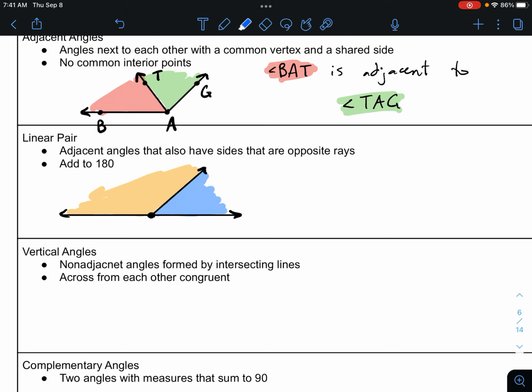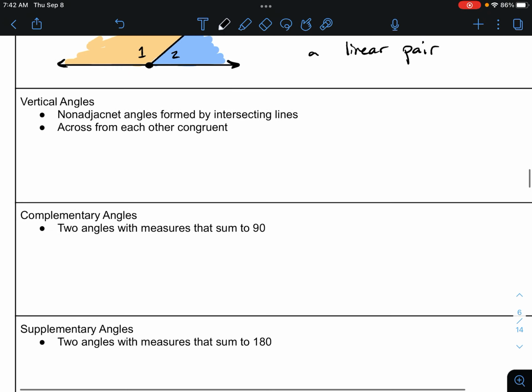So these two angles are adjacent to each other, and these are also a linear pair because they do add up to 180. So I'm going to call this angle 1, and I'm going to call that angle 2. So we can say that angle 1 and angle 2 form a linear pair. These angles form a linear pair because they add up to 180, they form a straight line, and they're adjacent to each other. So they form a linear pair.